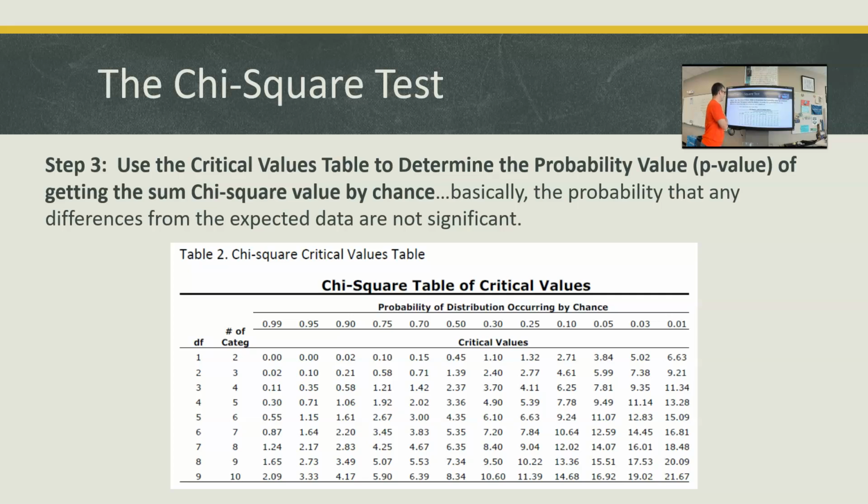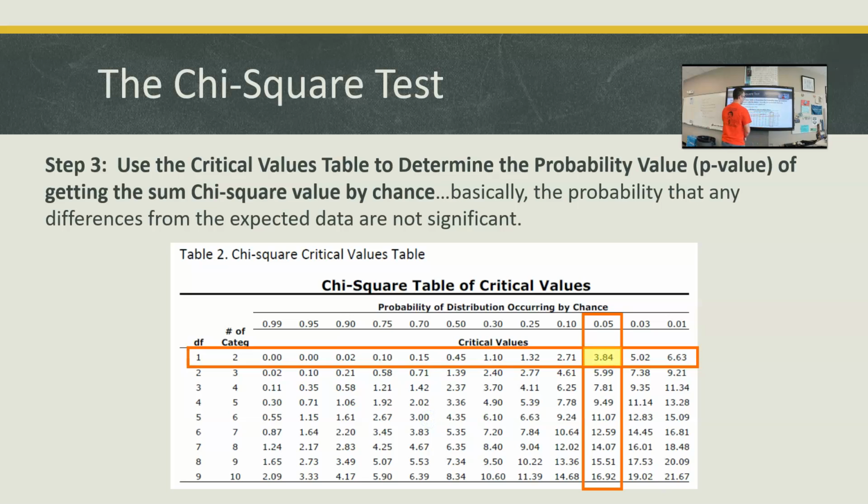So in this case, we look at this. All right, we're going to go down here on this side where you have your degrees of freedom. All right, and so that means we have two categories, and we're going to look across here, the probability of distribution occurring by chance. All right, we're going to use the 0.05 as our alpha, as we usually do. So you find your 0.05 and you see where they cross, and it's 3.84.